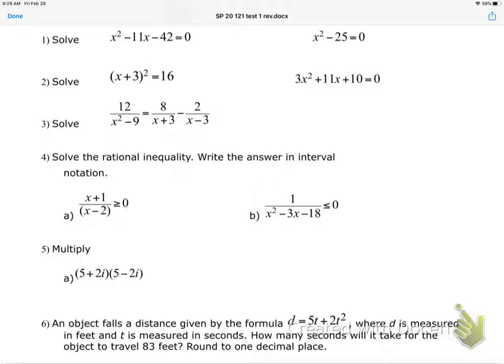Okay, here's the first test review. So we're going to be doing some factoring here. This, two numbers, negative 42 when you multiply, negative 11 when you add. So that's how you get the x squared, x times x. Right, what is that?